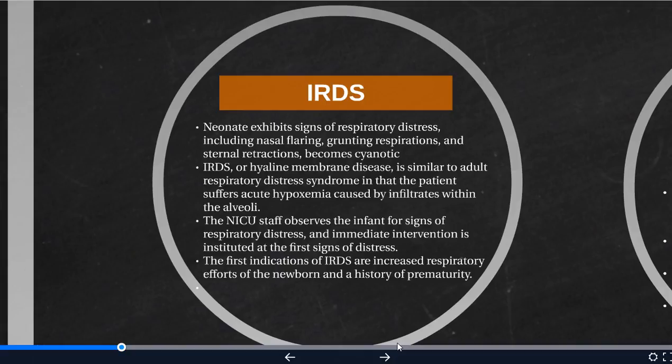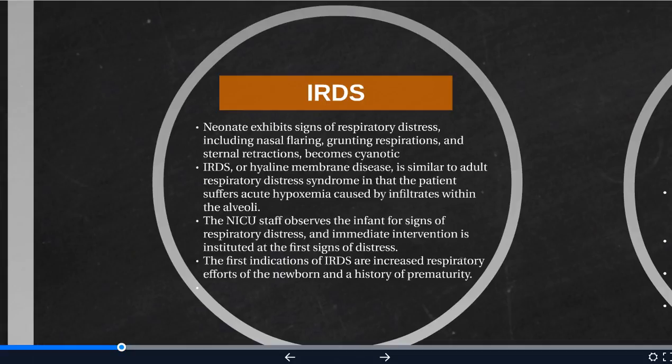IRDS, or hyaline membrane disease, as it's sometimes known, is similar to adult respiratory distress syndrome in that the patient suffers acute hypoxemia caused by infiltrates within the alveoli. So in the very tiny parts of their lungs, they've got some problems there. The alveoli is where the gas exchange takes place between carbon dioxide and oxygen. And so if there's some problems in there, then they can't properly make this exchange. And so then the baby becomes hypoxic or has too little oxygen in their blood.